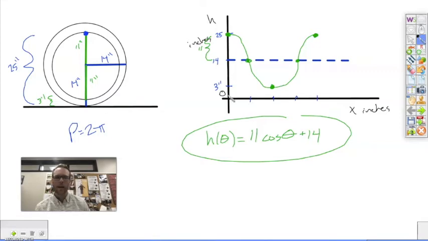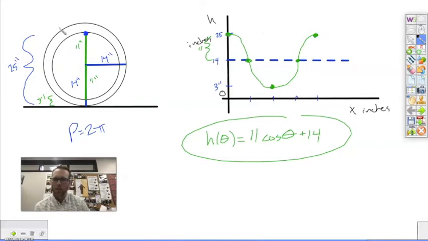Now, before we get to that, let's just confirm this. Is it still going to start at 25? If we start at the top, yeah. Is it still going to drop all the way down to 3 inches off the ground when it's at the bottom? Yes. Is it going to oscillate above and below 14 inches? The answer to that is yes. So really the thing that we have to change here is just our units on the x-axis, which means we have to change the period. So what is the period now? How far is it from there to back where we started?